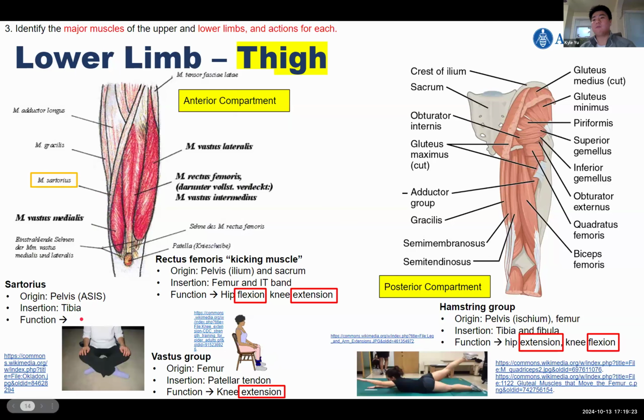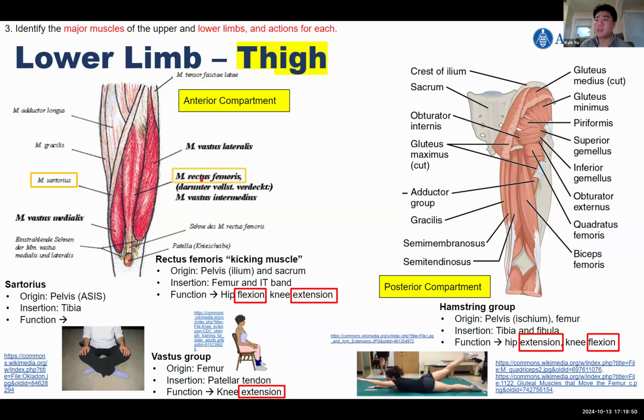I guess the best way I can describe the function of the sartorius is if you're trying to sit crisscross applesauce and you're trying to move your knee into a bent position, to crisscross your legs, you're engaging your sartorius muscle to put your leg in that position. Or if you're sitting in a chair and you're putting the ankle of one of the legs onto your other knee. That's the main function of the sartorius.